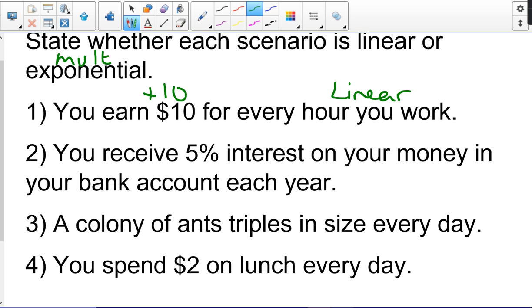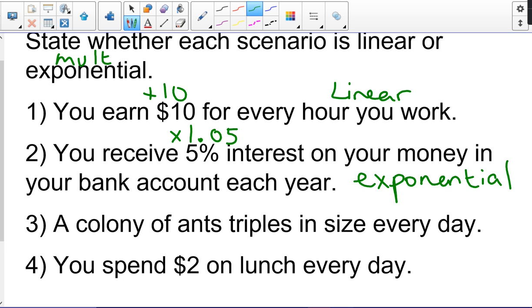Number 2, you receive 5% interest on your money in your bank account each year. Anytime you see a percent, it's exponential because we're multiplying. In order to receive 5% interest, you multiply whatever amount of money you have by 1.05. The 0.05 is the 5%, and the 1 is to keep the whole amount of money you have. We discussed this in greater length throughout the year. So that is a constant factor. So therefore, this scenario is exponential.